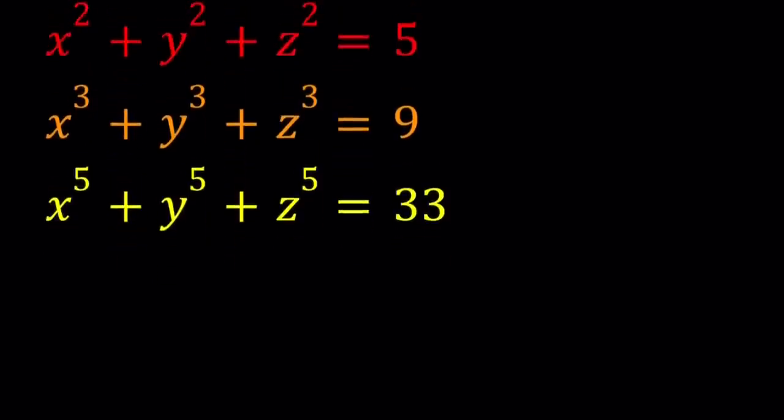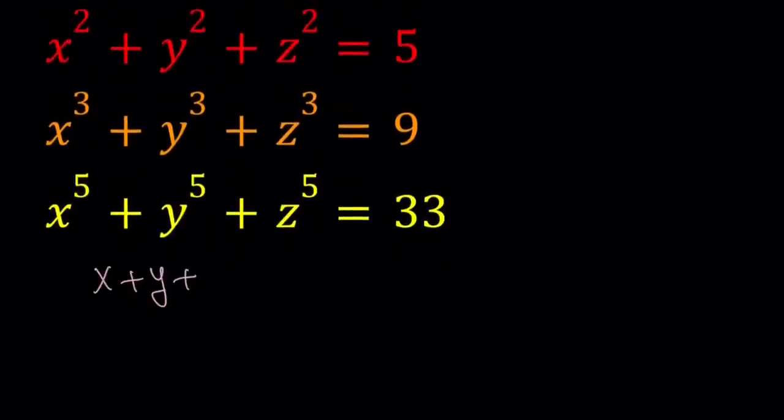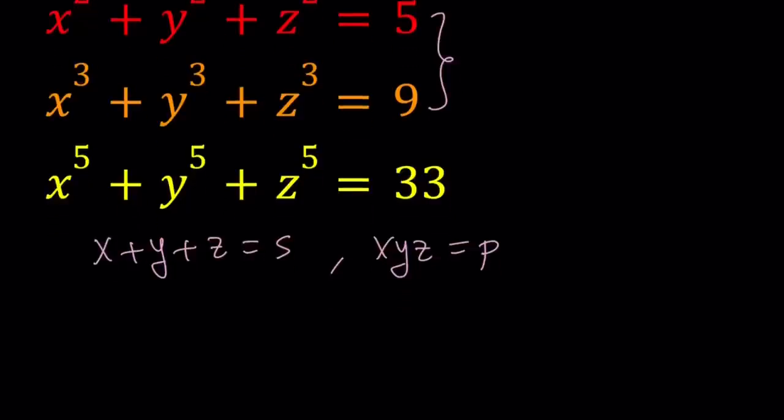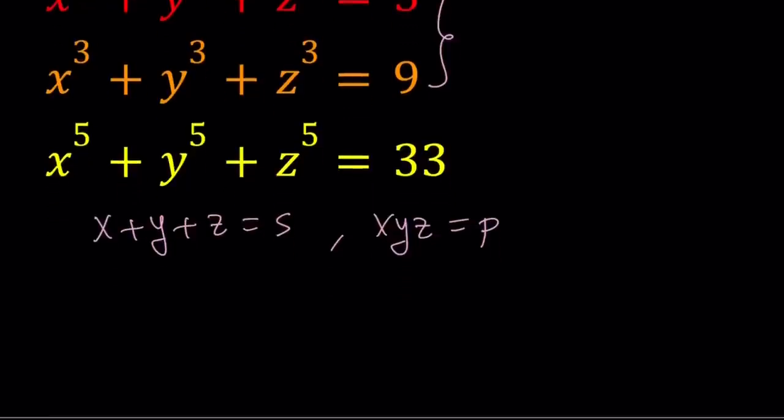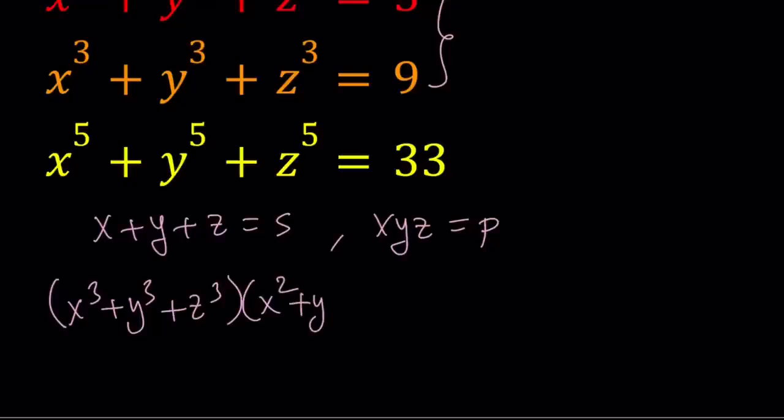So first of all, let me set x plus y plus z as s and the product as p. Now I'm going to start by multiplying these two equations because that's going to give me some information about the sum of fifth powers, unless you want to go with the sum of fifth powers directly, which will be quite complicated. So I'm going to multiply x cubed plus y cubed plus z cubed by x squared plus y squared plus z squared, and that's going to give me 45, right?